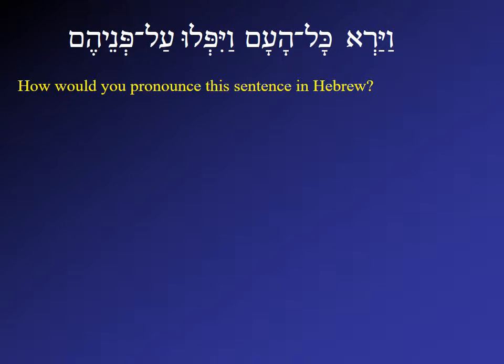As always, let's begin by pronouncing our main sentence for this lesson. Vayar kol ha'am vayipalu al pneihem. Vayar kol ha'am vayipalu al pneihem.